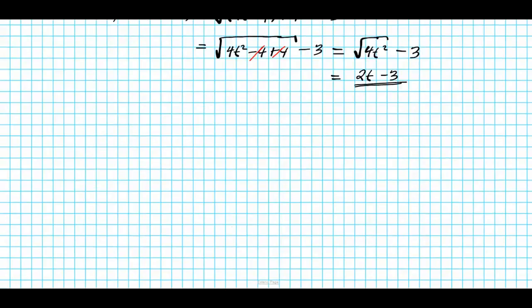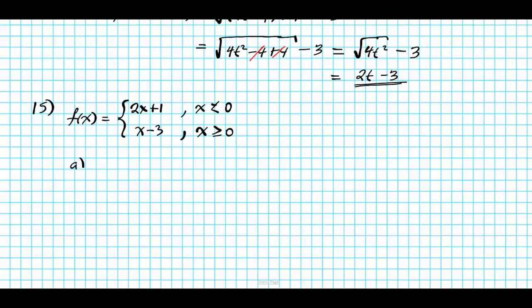All right, let's take a look at problem number 15. For problem 15, we're going to be dealing with a piecewise defined function. So let's say f of x is equal to 2x plus 1 when x is less than 0, and it's x minus 3 when x is greater than or equal to 0. Okay? All right.